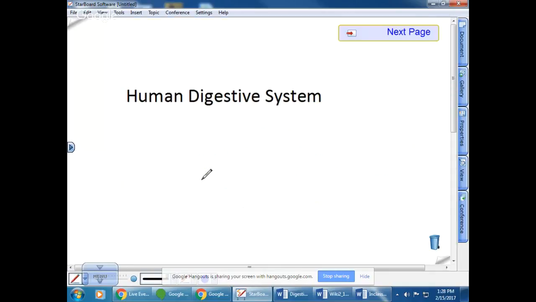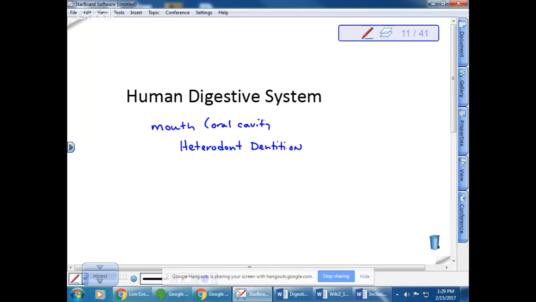So let's look at the human digestive system. So we can start in the mouth. So we are mammals, and as mammals, we have what is called heterodont dentition. You could label the mouth. This is sometimes also called the oral cavity, right? Okay. Heterodont dentition, this is versus homodont. So what do you think that means, heterodont? We have different types of teeth, right?